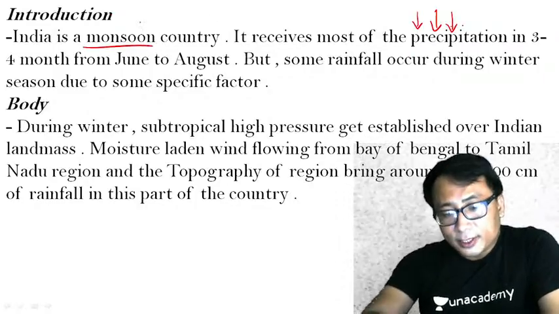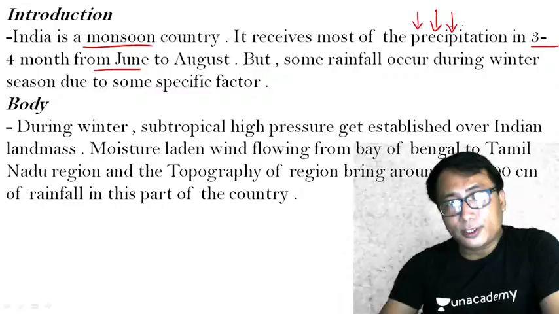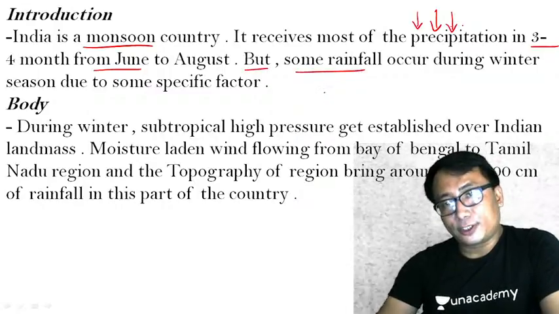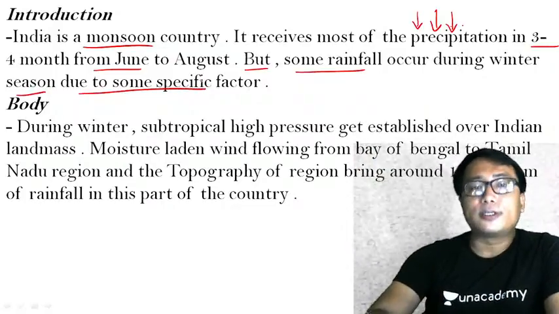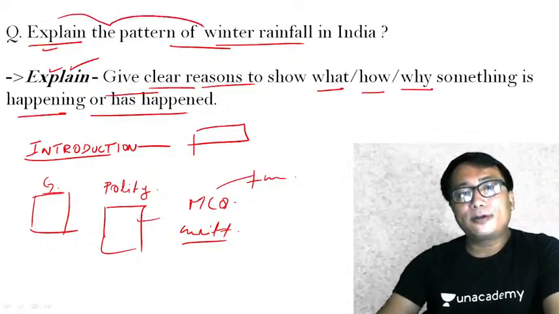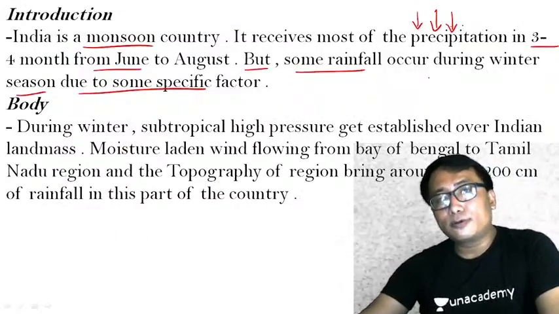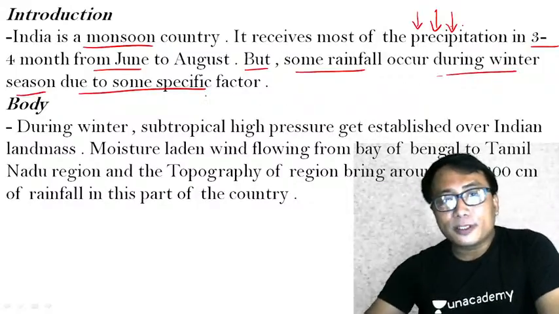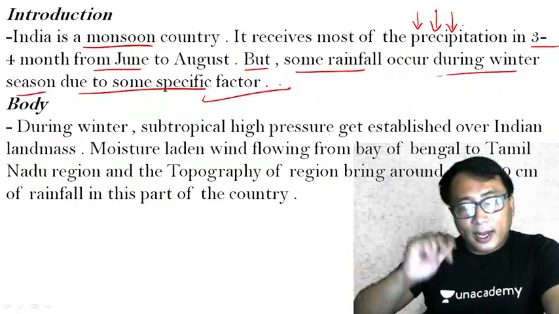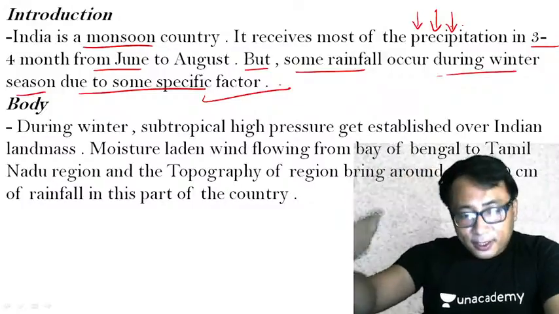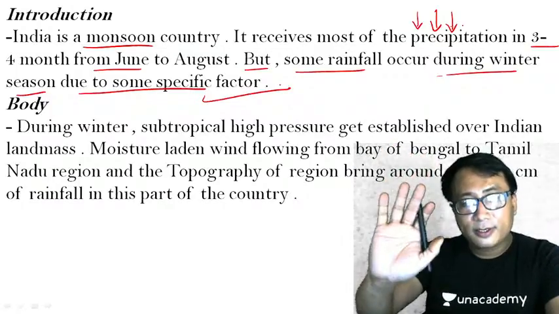Now, the Indian monsoon is the 3-month period from June to August. But you see here, some rainfall occurs during the winter season due to some specific factor. That is how I will open my introduction for this question, explaining the pattern of winter rainfall in India. So my introduction should say that India is this, but India also receives winter rainfall, and this is because of some specific factor. So I have introduced the point. Now I am giving a signal to the examiner that I am going to write on this line. I have already given a hint to the examiner.